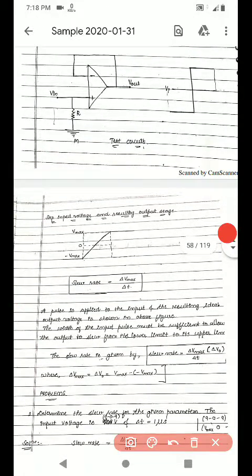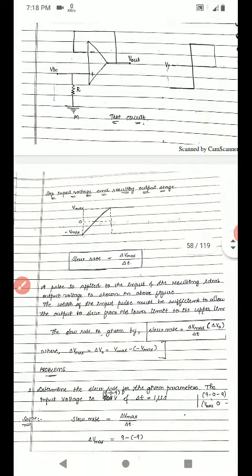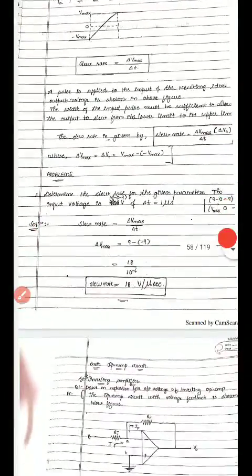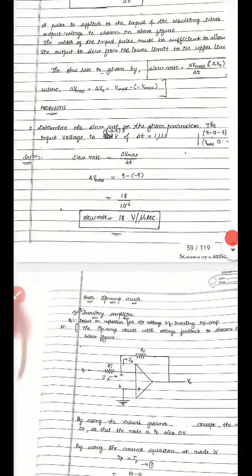We can define the slew rate as delta V max divided by delta T. Here delta refers to the change in voltage with respect to the change in time. That is about the slew rate. These two are the main important parameters of the operational amplifier. Some problems will be there, you can see that.